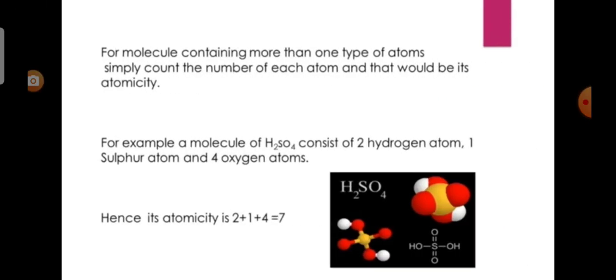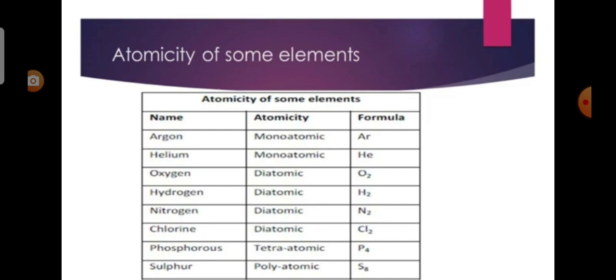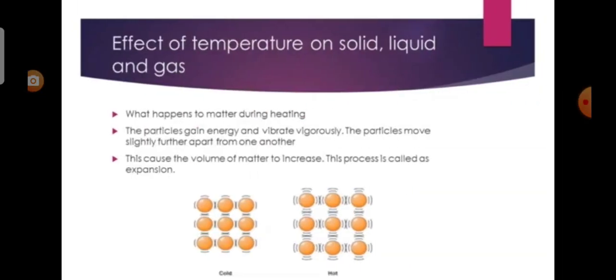For a molecule containing more than one type of atom, simply count the number of each atom and that would be its atomicity. For example, a molecule of sulfuric acid consists of 2 hydrogen atoms, 1 sulfur atom and 4 oxygen atoms. Hence, its atomicity is 7. Now we see about the atomicity of some elements. Argon is monatomic, helium monatomic, oxygen diatomic, hydrogen diatomic, nitrogen diatomic, chlorine diatomic, phosphorus tetratomic, sulfur is polyatomic.